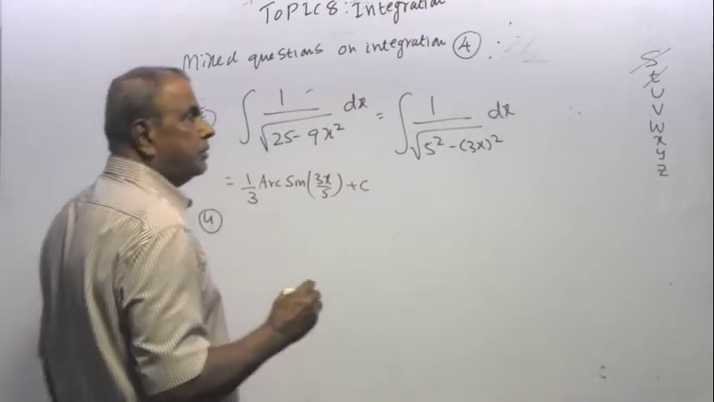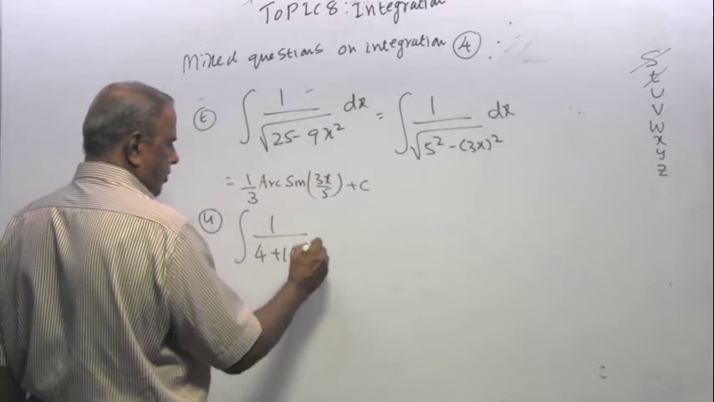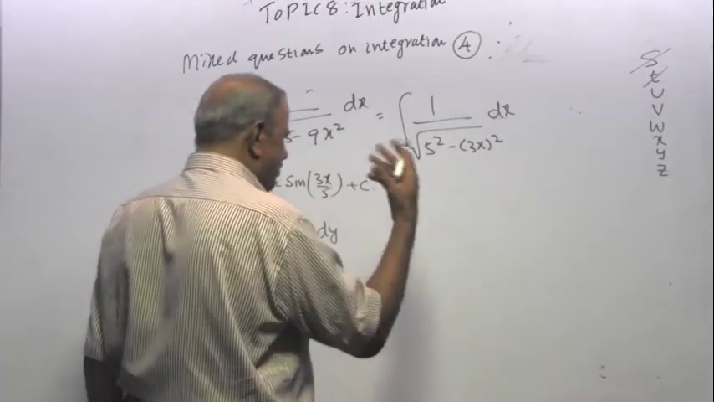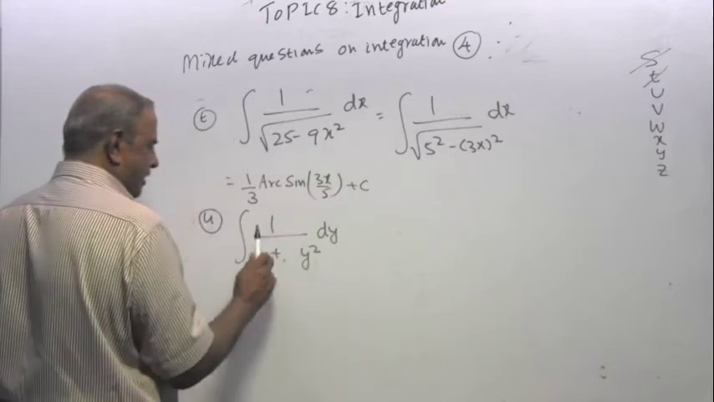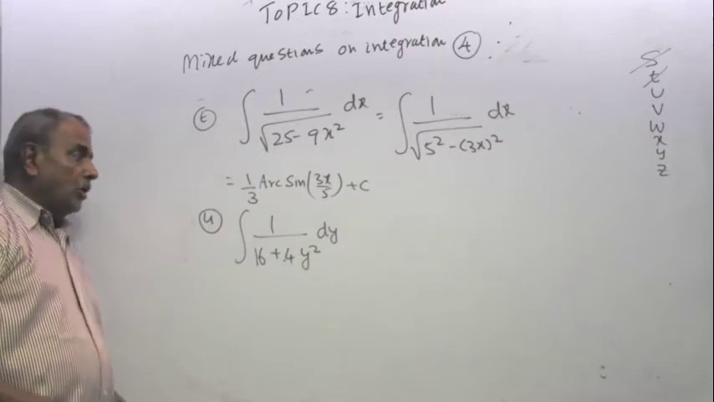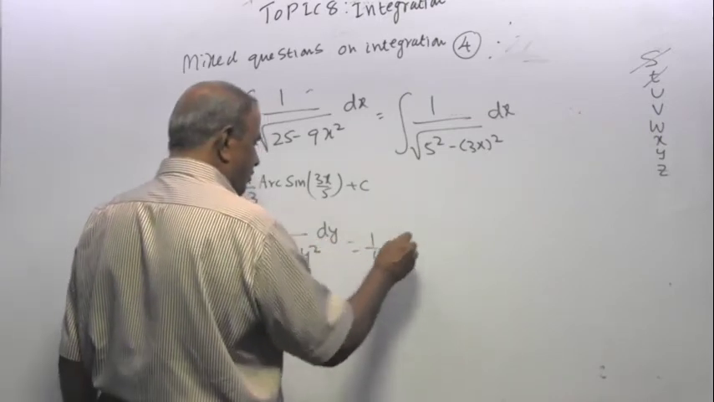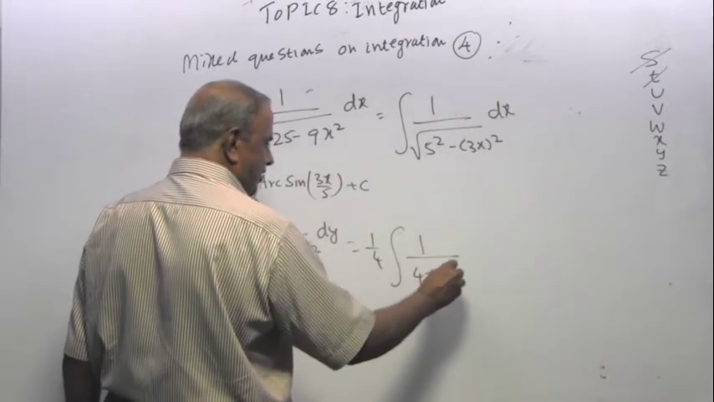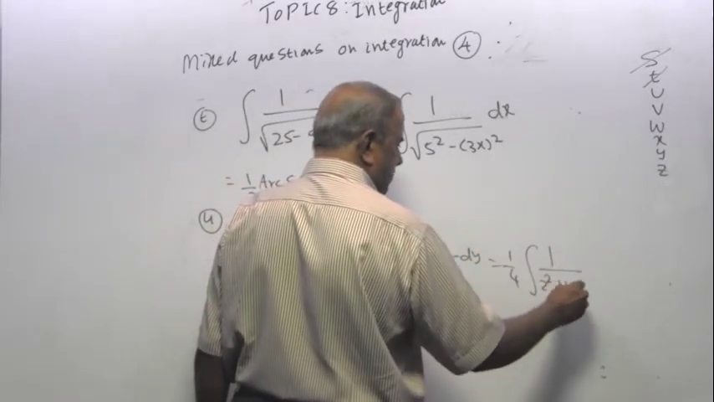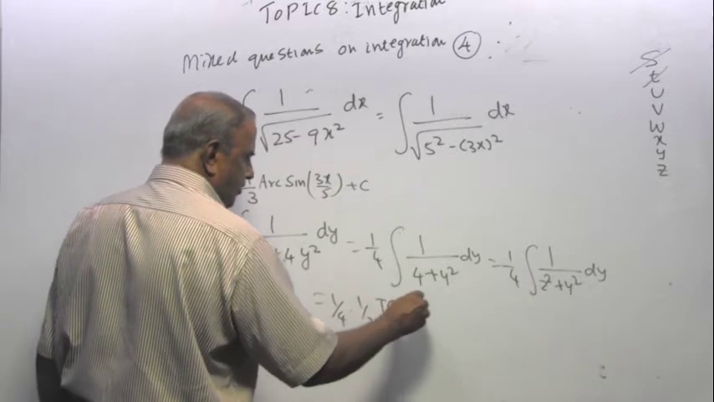Now I have question u: the integral of 1 over 4 plus 16y squared dy. Unfortunately, I have seen students doing this and I just don't understand why. Okay, 16 plus 4y squared. Let's make life easier. I have seen students doing 4 squared plus 2y whole squared, dividing by 2. Why? Instead, can I write it as 1 over 4 integral of 1 over 4 plus y squared dy? Isn't life easier now? So it's 1 over 4, integral of 1 over 2 squared plus y squared dy. So it is a quarter times 1 over 2 tan inverse y over 2.